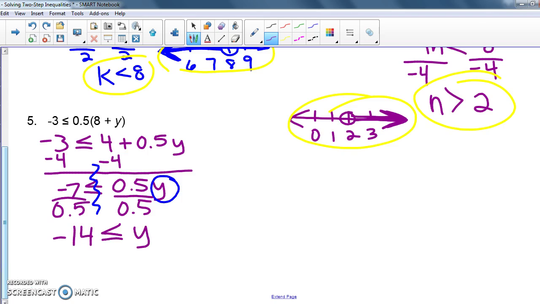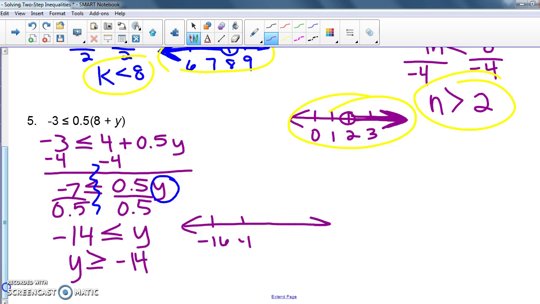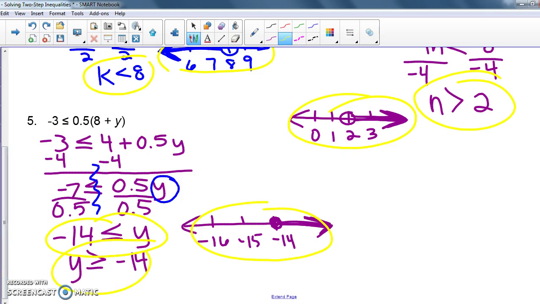Now you have a choice. You can leave it like that, or if it's easier for you to graph it by flipping it around, you can do that. So I'm going to read it right to left. Y is greater than or equal to negative 14. These two things mean the same thing. So I'll go ahead and graph it. It gets a closed circle. It's greater than, so it's going to go this way. Okay, so either one of these is fine.